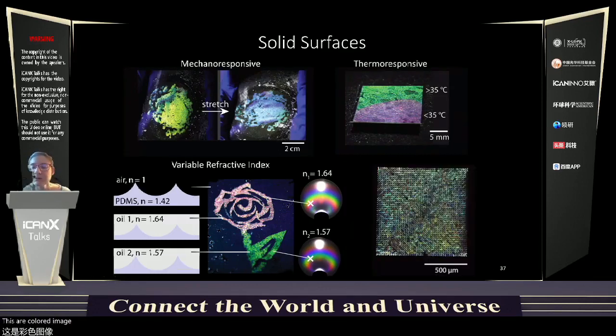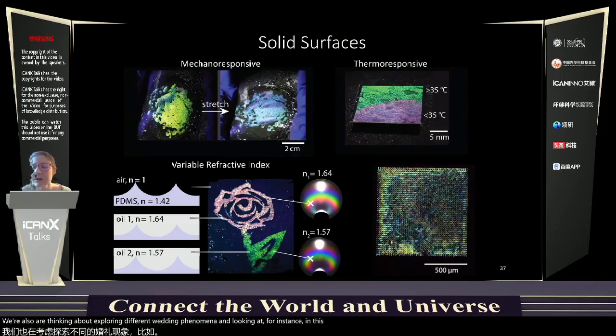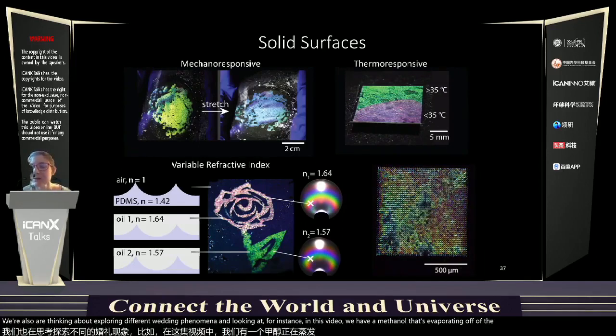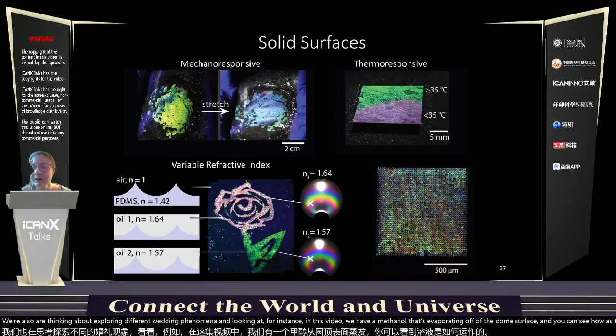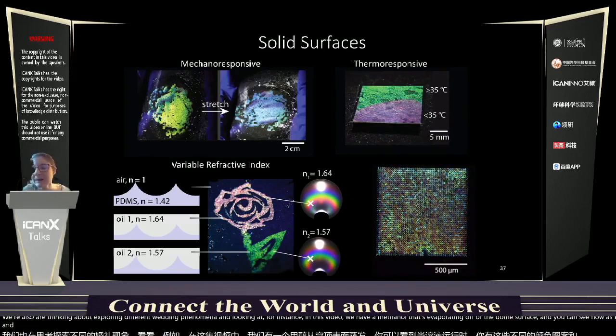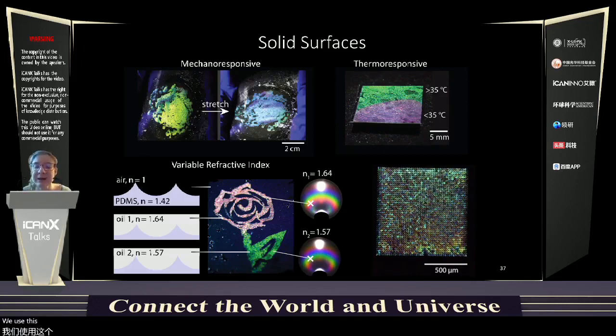We're also thinking about exploring different wetting phenomena and looking at, for instance, in this video, we have methanol evaporating off of the domed surface, and you can see how as the solution evaporates, you have these different color patterns as the liquid is drying across the surface. And so can we actually use this method to learn about microscale wetting phenomena or droplet shape, for instance?